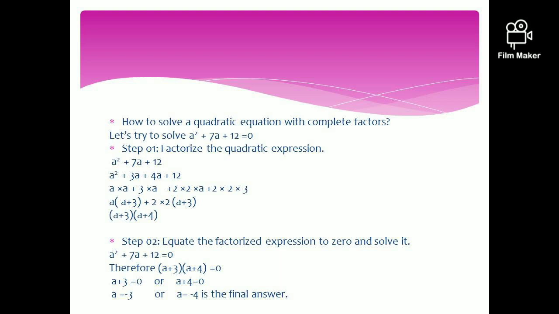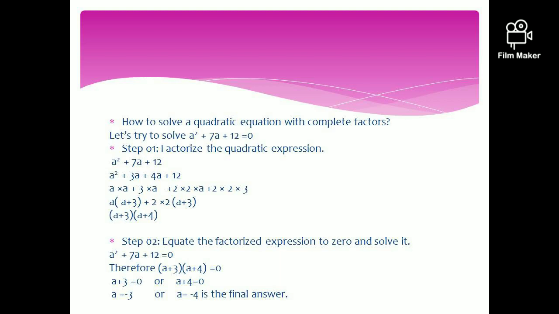Initially, consider the coefficient of the square term and multiply it with the constant term. The coefficient of the square term is the number in front of the square term, that is 1. Multiply with the constant term 12, you obtain the value 12. Then find the factors of 12 where its addition equals 7.